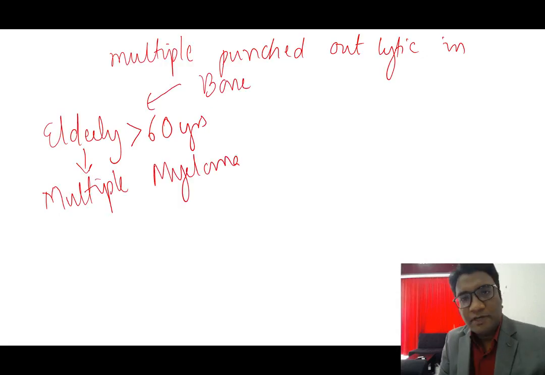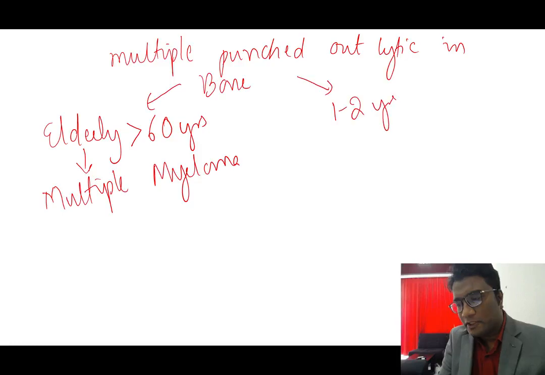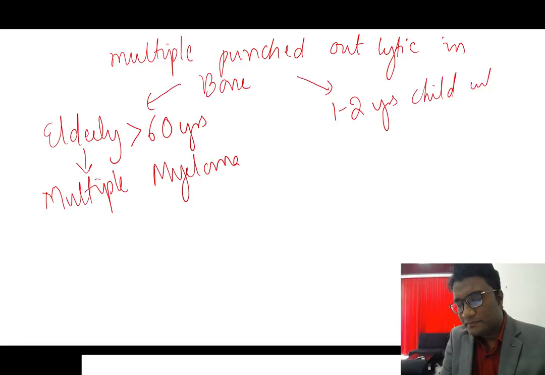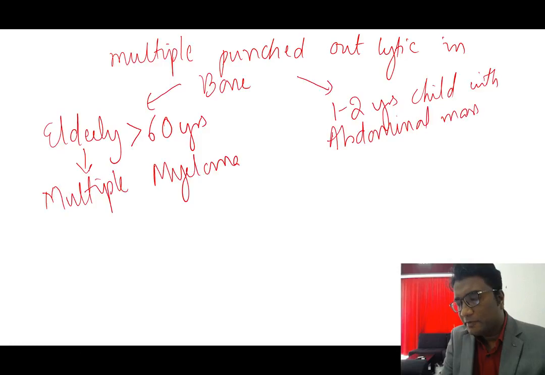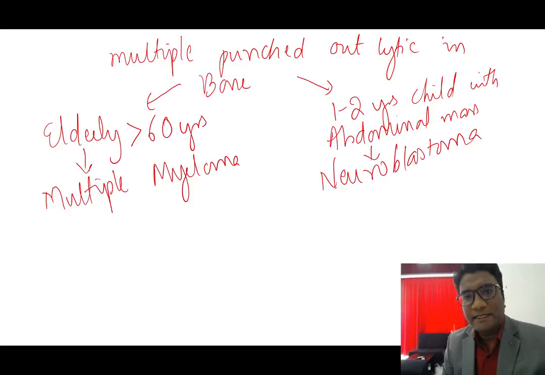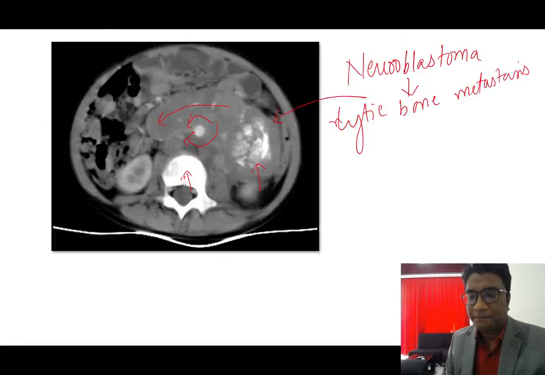But if the same wording is given with an infant or a 1 to 2 year old child with an abdominal mass, your better answer would be neuroblastoma. So please remember, neuroblastoma also shows multiple lytic bone metastasis. It has a bone spread.